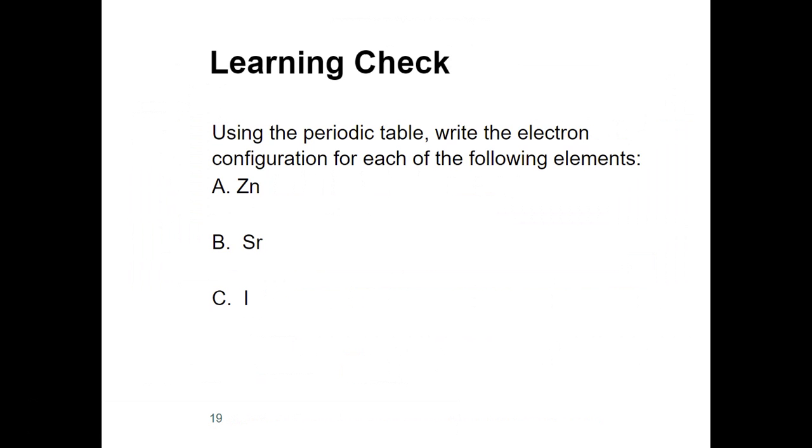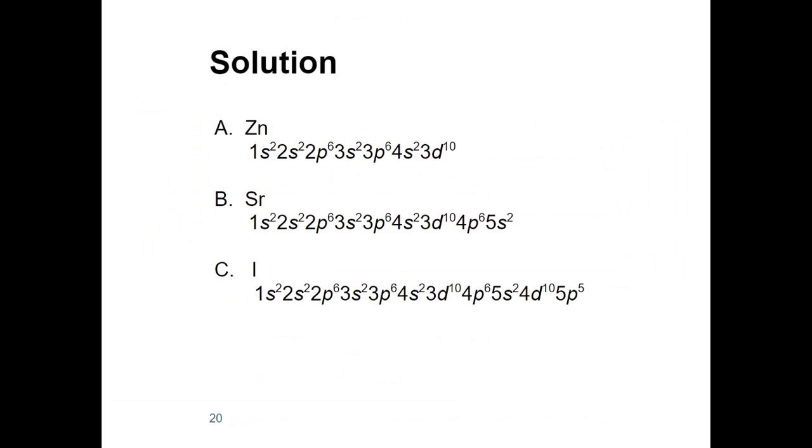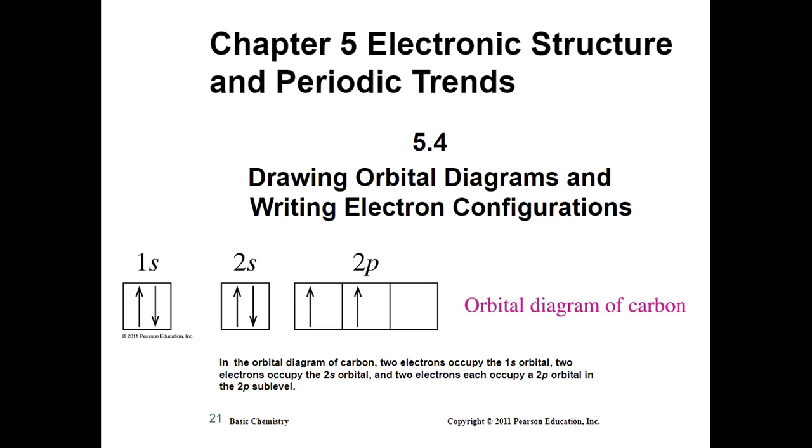Okay, so learning check. You can do it on your own, at your own time. Write down the electron configuration of Zn, Sr, and I. Pause this if you want to answer it, and then play it when you want to know the answer. Okay, so pause. When you're done answering, here are the answers. Check your work for zinc, for strontium, and for iodine. I hope there are no questions for that.